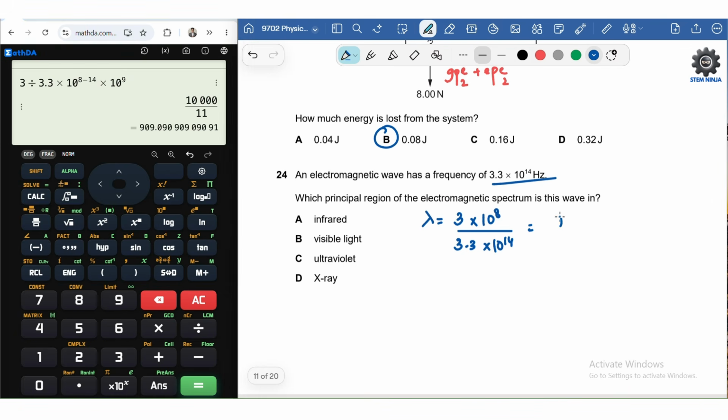So you get 909 nanometers. Now we know that the visible spectrum goes from roughly about 400 to 700 nanometers, give or take 50 basically. So minus 50, plus 50. So right after that, 100 nanometers, 200 nanometers after, is going to be infrared. So after red, it's infrared. So this is going to be infrared.